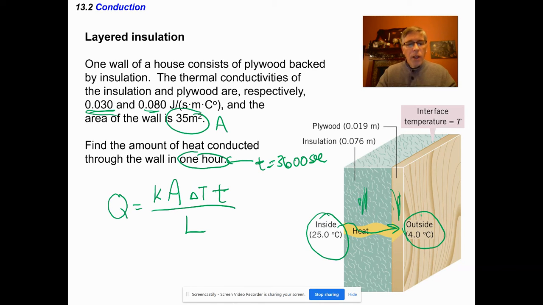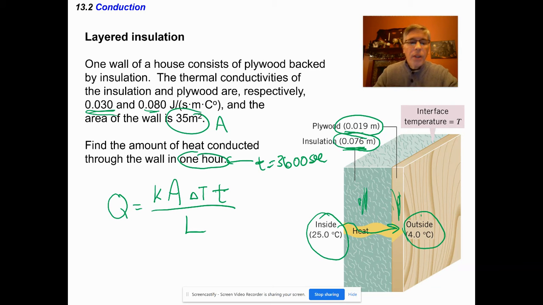I'm good to go. But then you're stuck here because we have a couple of things that are going to throw us off. We also have the lengths. We know the thickness of the insulation is 0.076, so basically 7.6 centimeters, and the thickness of the plywood is 0.019 meters. So your instinct is, I'll just add them up. That'll be the total thickness. That's the thickness that it has to go through to get all the way through.